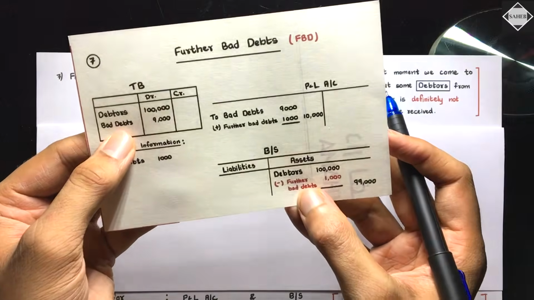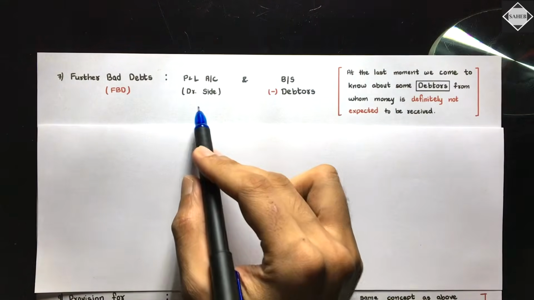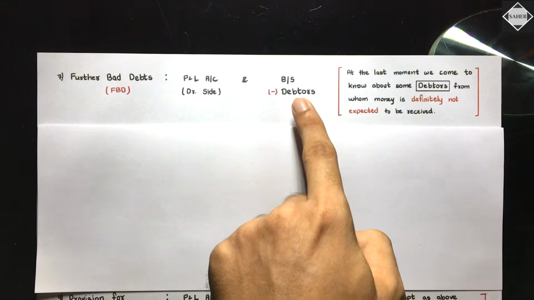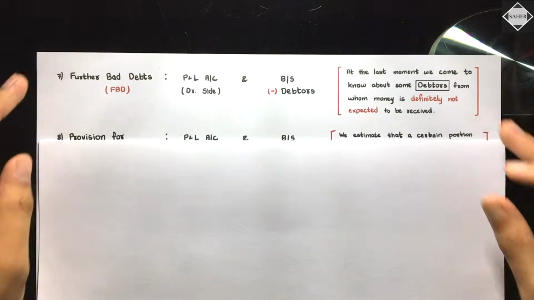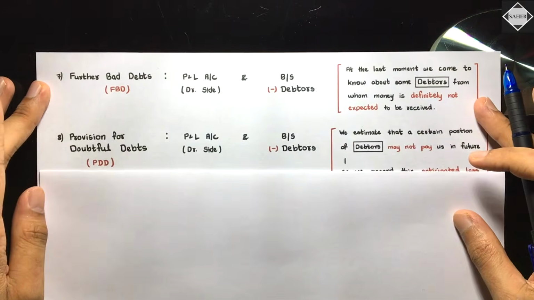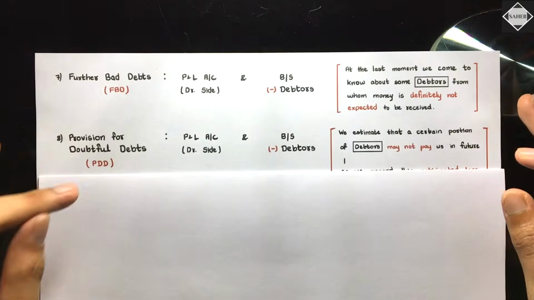So fix in your mind, you will never reduce these trial balance bad debts over here in the balance sheet. Okay, fine, understood. Further bad debts over, you understood the treatment. P&L debit side it will come, and then in the balance sheet you have to also deduct it from the debtors. Only the further bad debts, only FBD. Fine. Next we have the next adjustment, provision for doubtful debts, which we also call PDD.